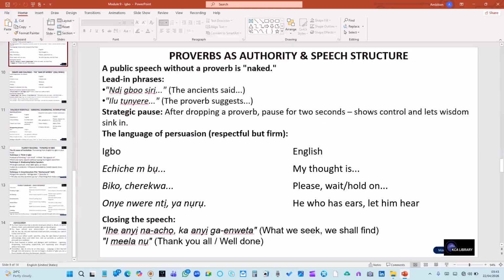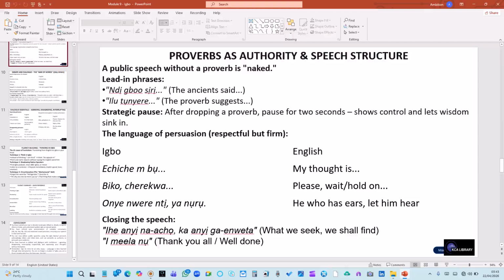Having known that, let us look at proverb as authority and speech structure. A public speech without a proverb is naked. Lead-in phrases, for example, Ndị Igbo sịrị, which means Igbo people said, or our ancients said. Ilu tụnyere, which means the proverb suggests that. Now, the strategic pause. After dropping a proverb, pause for 2 seconds. Show control and let wisdom sink in.